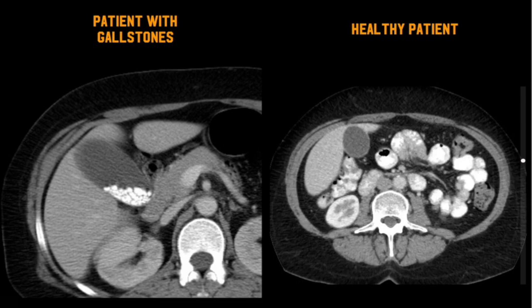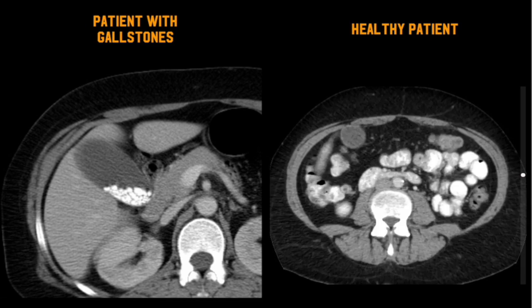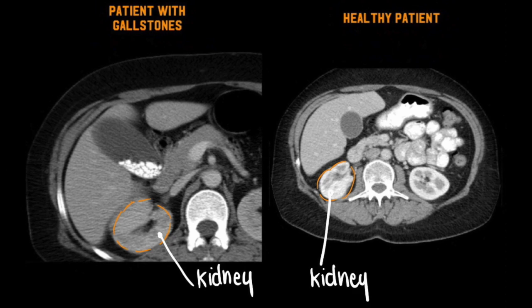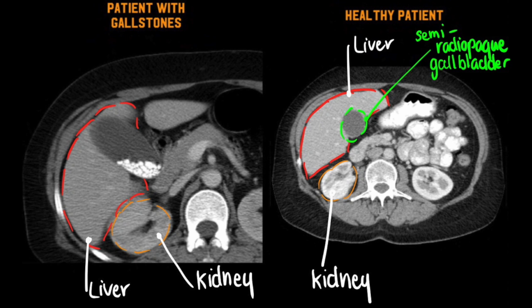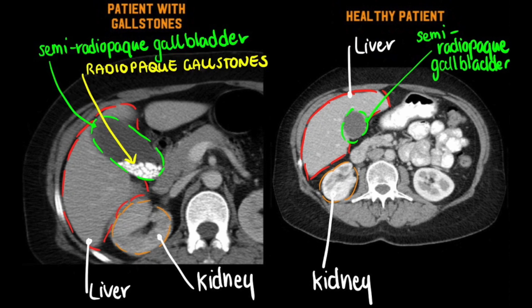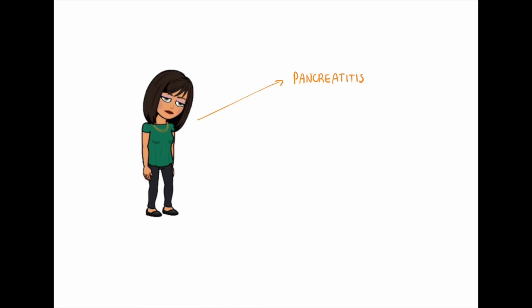Visualization of these gallstones becomes more obvious when compared to that of a healthy individual. Radiographically, the surrounding organs and structures of the abdomen appear the same in both individuals. In a healthy individual, the gallbladder is a completely semi-radiopaque structure, unlike that of the patient, whose gallbladder is obstructed by radiopaque gallstones.